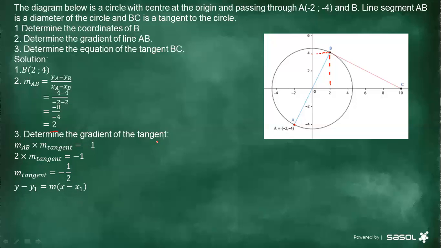You then take the point B, not A, because we are looking for the equation of line BC. Then you substitute the point together with the gradient of the tangent. Then you just open the bracket, and the answer is going to give us y equals -1/2 x plus 5. All right? So that's how you should answer that question.